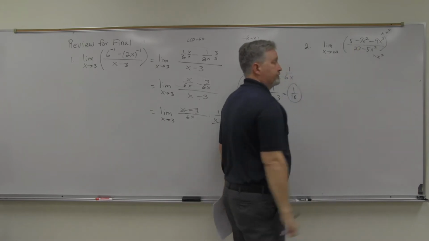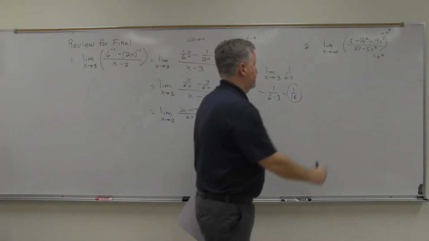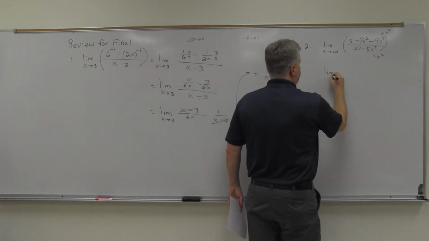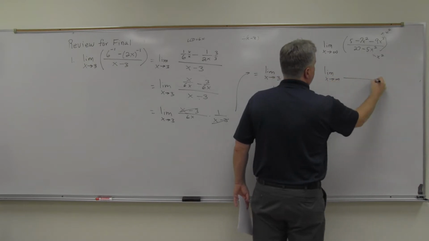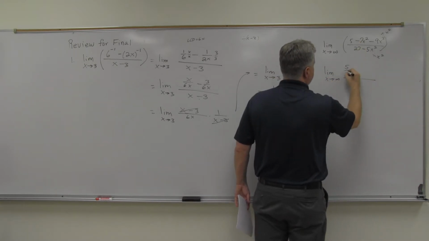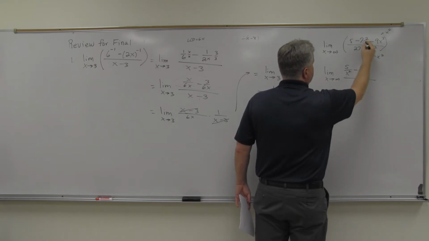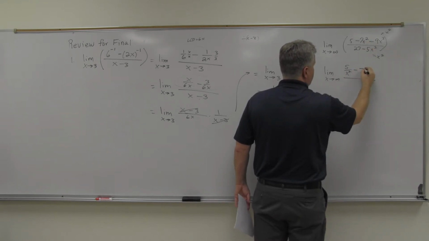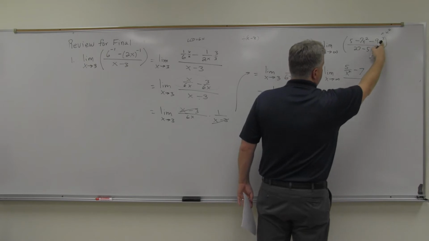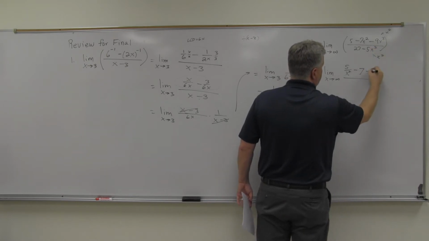And that's what you do for these limits as x goes to infinity. So that gets me the limit as x goes to infinity of, divide each of those by x squared: 5 over x squared, minus, now divide that by x squared, that'll just be minus 7. And divide that by x squared, that'll be minus 9x.